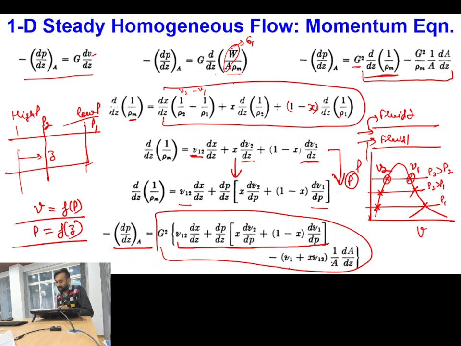One is the acceleration because of the change in area, and the second is acceleration because of the change of mass fraction within the pipe, and this change of mass fraction is actually associated with the heat transfer or pressure. All are clear with this idea? Yes, please.